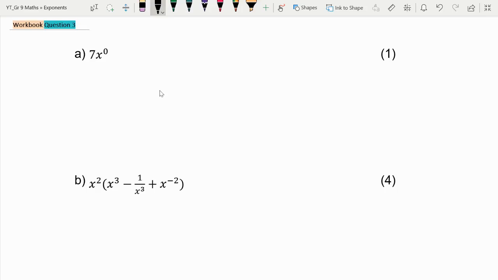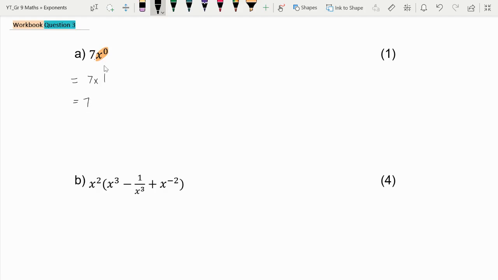We are on the third question in the workbook that are typical test and exam type questions. Okay, let's jump in. So with the first one there, our instruction is to simplify. We are using our basic laws of exponents to simplify these expressions. You need to know that x to the power of 0 gives you 1. So that will give us 7 times 1, which is equal to 7.